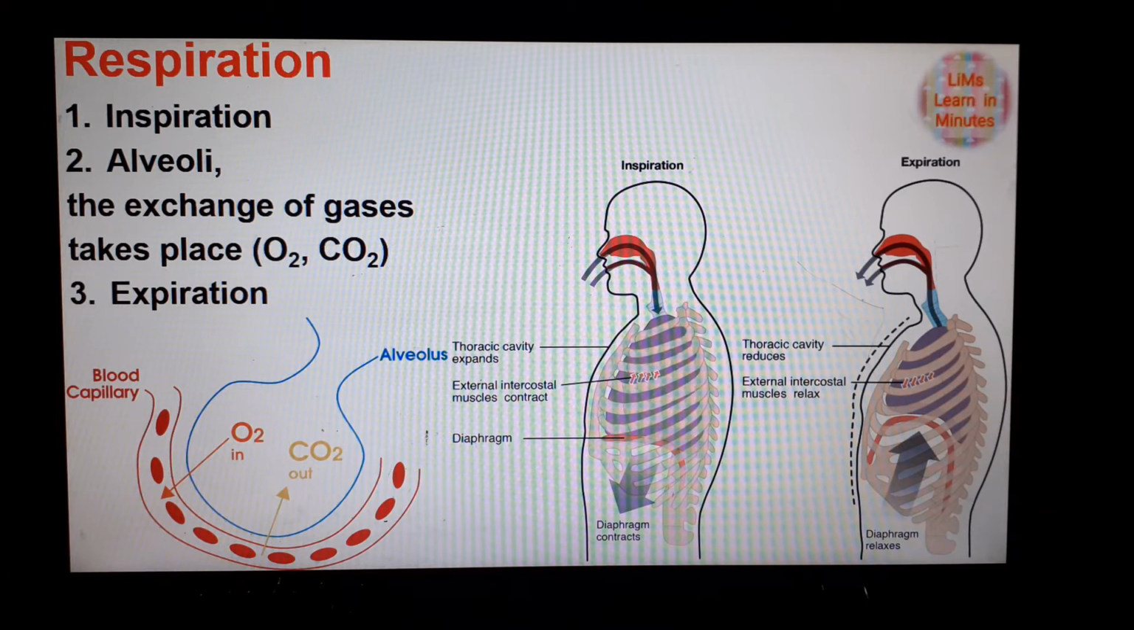In the diagram, you can see the difference between inspiration and expiration. Simply by its name, in inspiration the air is going inside, and in expiration air is expelling out. So in inspiration, the thoracic cavity expands, whereas in expiration, the thoracic cavity reduces. In inspiration, the external intercostal muscles contract and the diaphragm also contracts. And in expiration, the diaphragm and external intercostal muscles relax.